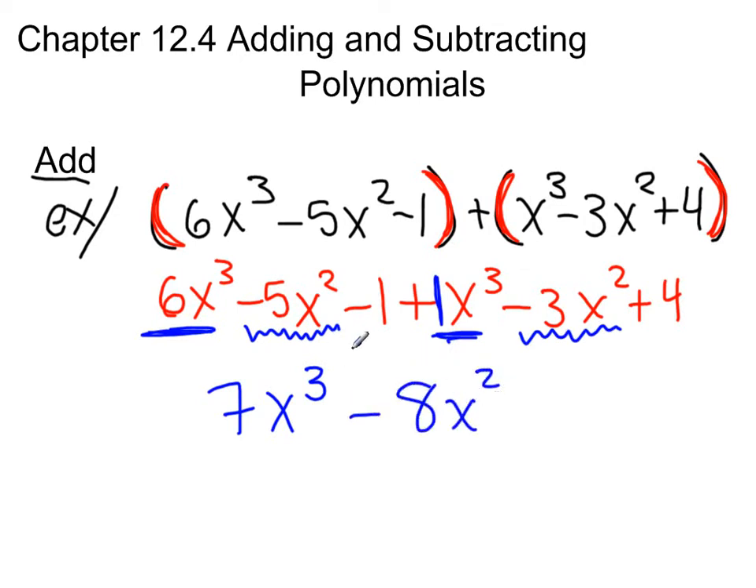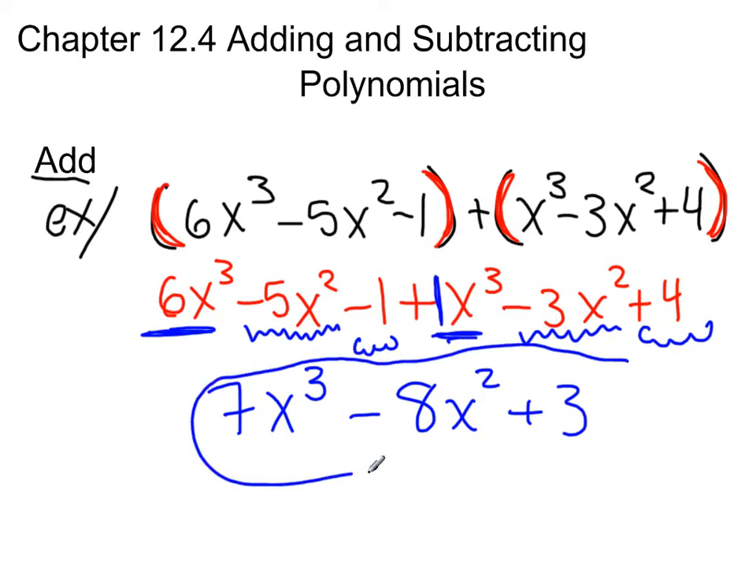And then last but not least, we have our constants: negative 1 plus 4 gives us positive 3. And it's already in descending order. It goes 3, 2, there's no x, and then the constant. I don't need to write the missing term because I'm not concerned about that. I just want to add the two polynomials together. So adding's nice. You pretty much drop the parentheses and just combine like terms.